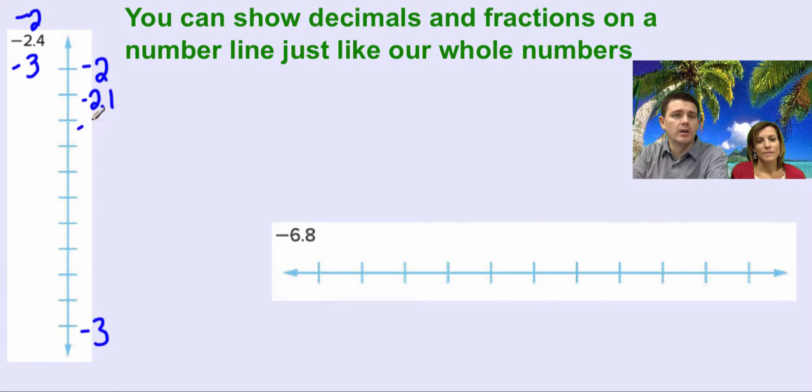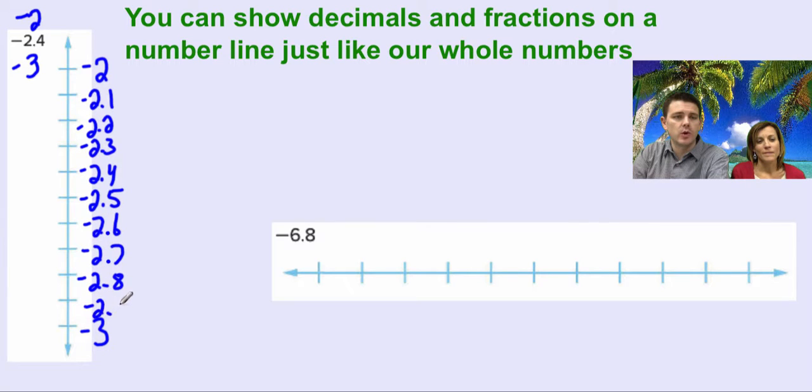Negative 2.1, negative 2.2, negative 2.3, got to squeeze it in there, negative 2.4. No, you can't just stop because that's the one you wanted. You have to have a complete number line. Negative 2.7, negative 2.8, and negative 2.9. And then we're plotting the point negative 2.4. So that's where we put the X, or the mark, on our number line to show where it falls along the line.